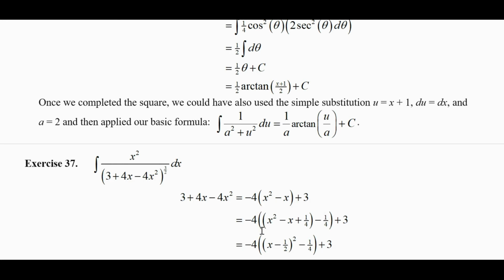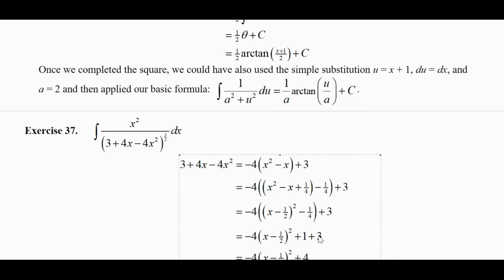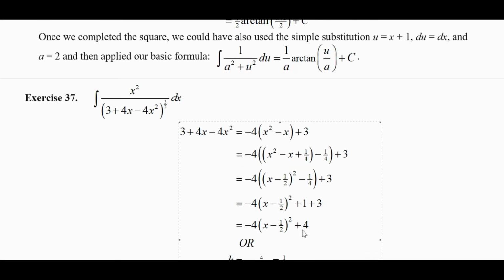That's inside this parentheses, the outer one here, so that is correct. And then this trinomial factors as this binomial squared. We still have our minus 1/4. Distribute the negative 4. That puts the coefficient here. It's going to make this positive 1. Plus 3 is 4. So that gets us to that point.